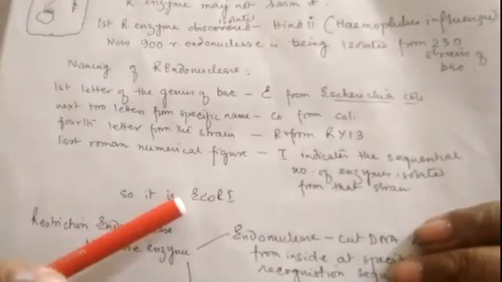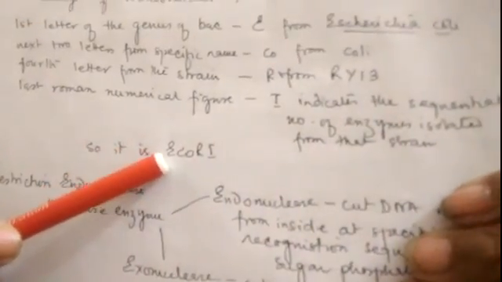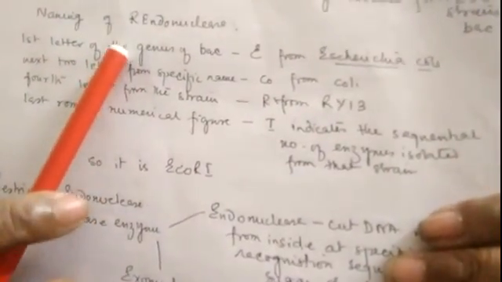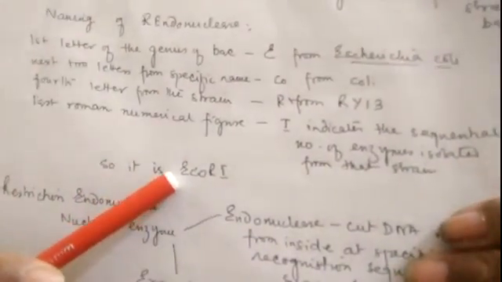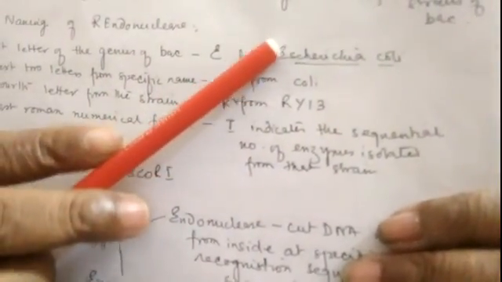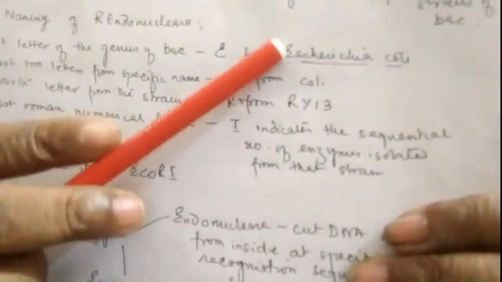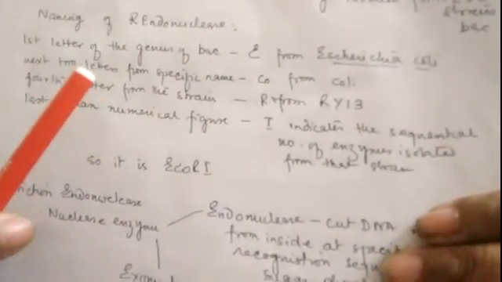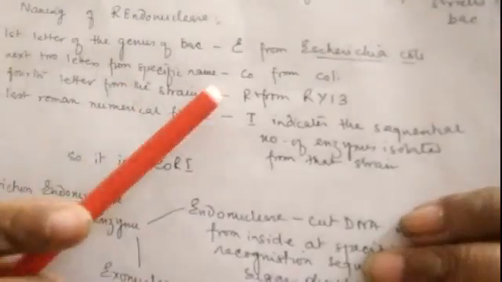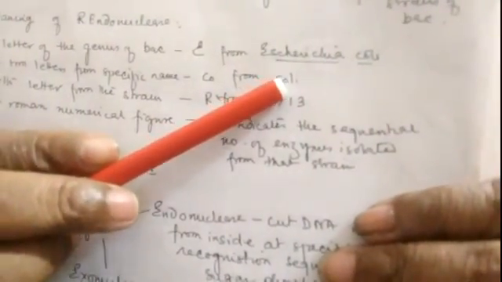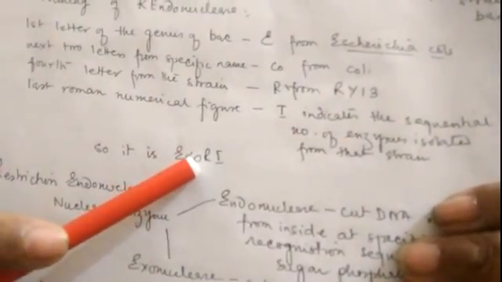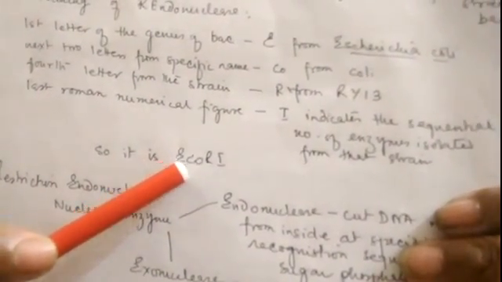The first alphabet of the name EcoR1 comes from the genus name of the bacteria, that is, where it is isolated from. It has been isolated from Escherichia coli. So the first E comes from the genus name Escherichia. Then the specific name of the bacteria from which it has been isolated is coli. So the first two alphabets of the specific name, that is co, are introduced in the name as Eco.